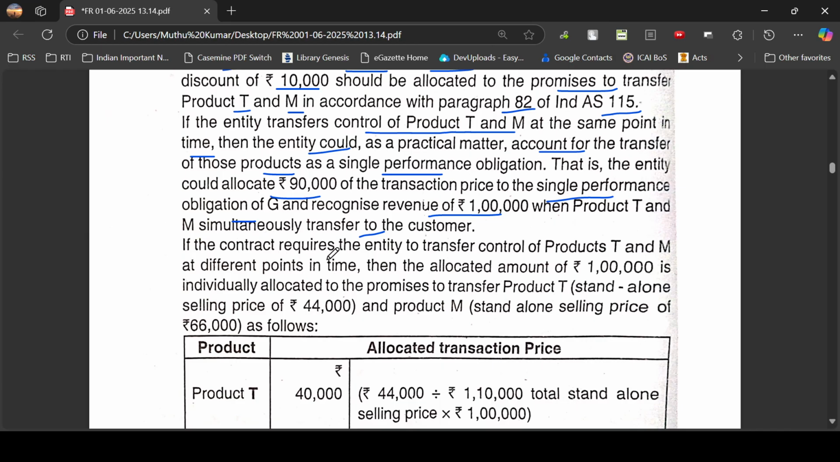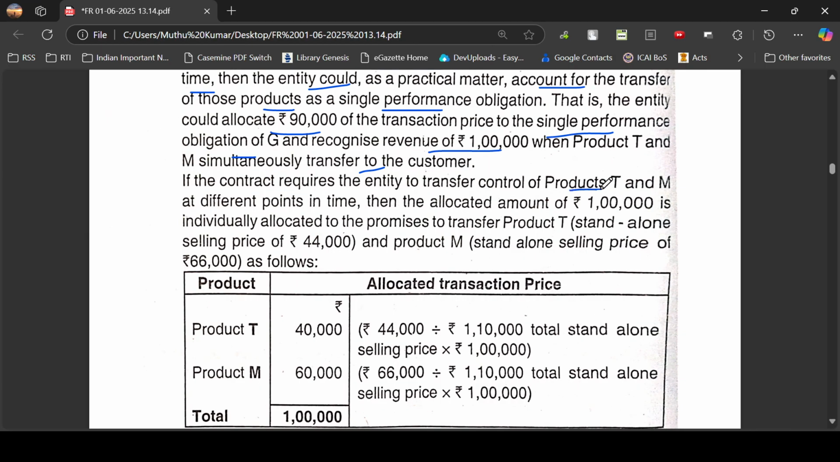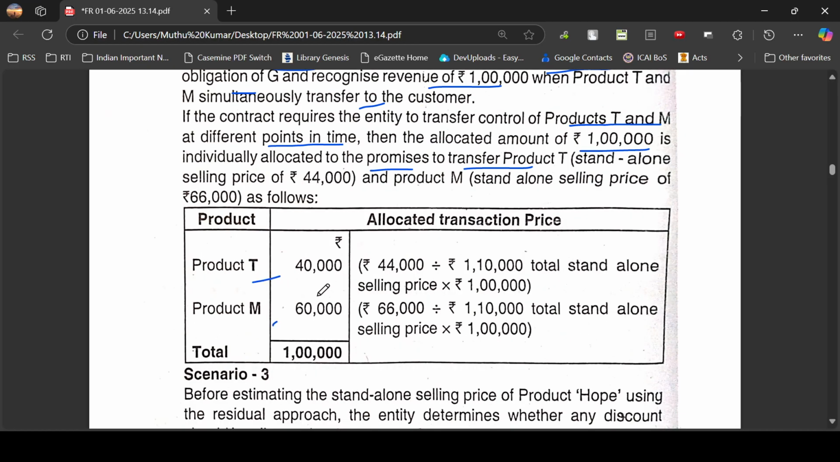If the contract requires the entity to transfer control of products T and M at different points in time, the allocation amount of 1 lakh is individually allocated to the promise of transferring product T alone. So product T and M amounts are 40,000 and 60,000. So what is the cost? 1 lakh 44,000 divided by 1 lakh 10,000 into 1 lakh, and 66,000 divided by 1 lakh 10,000 into 1 lakh. Totally 1 lakh will be the scenario.